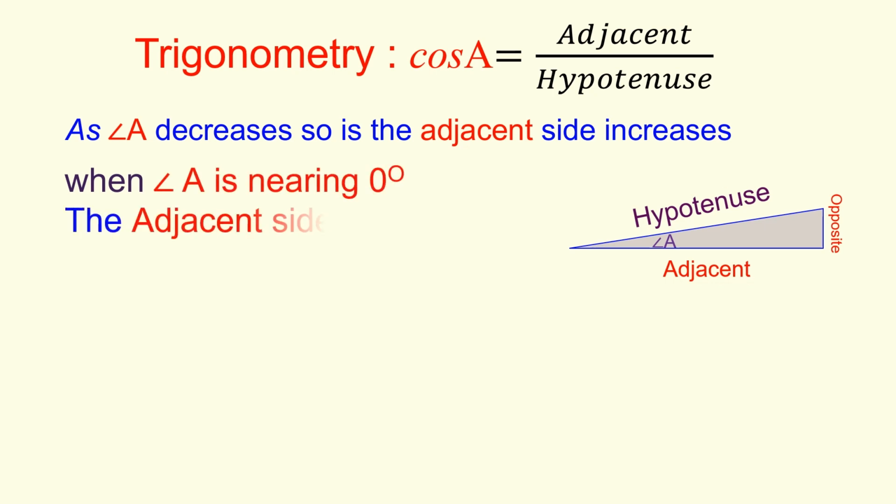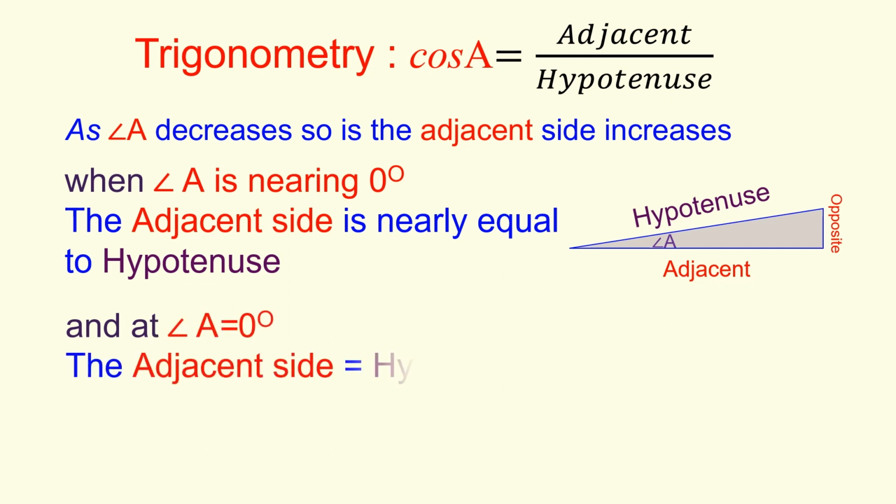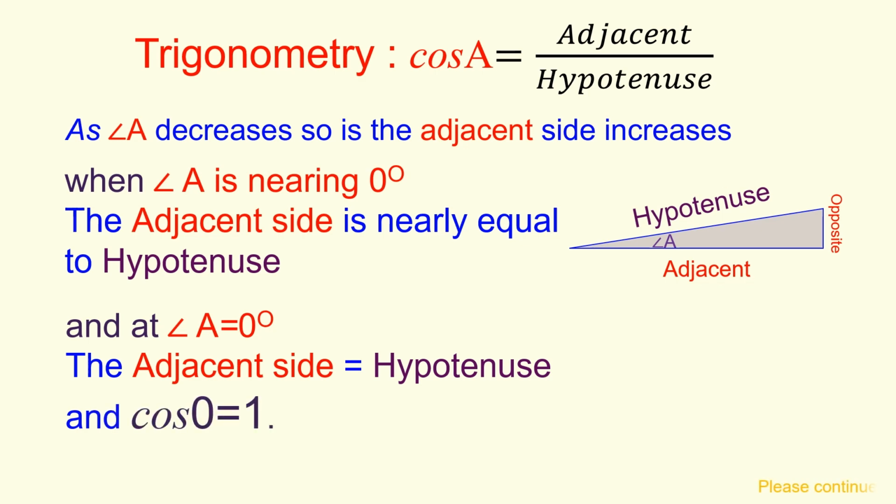As angle decreases, cosine increases. When angle A is nearing 0 degrees, the adjacent is nearly equal to hypotenuse. And at angle A equals 0 degrees, both are the same. And cosine of 0 equals 1.